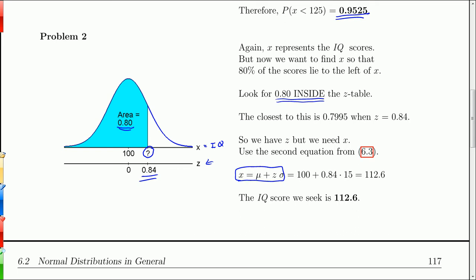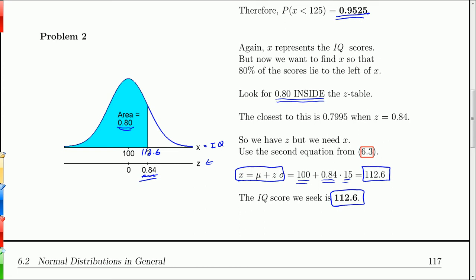All we're saying is that this x value we're looking for, this question mark, is 0.84 standard deviations above the mean. So we take the mean and we add 0.84 standard deviations to it, and we get 112.6. So the IQ that we seek is 112.6. That separates the lower 80% from the top 20%. It basically means that about 80% of us have an IQ below 112.6.